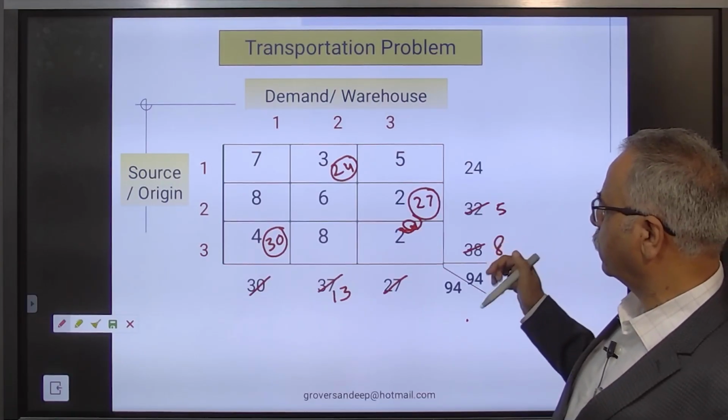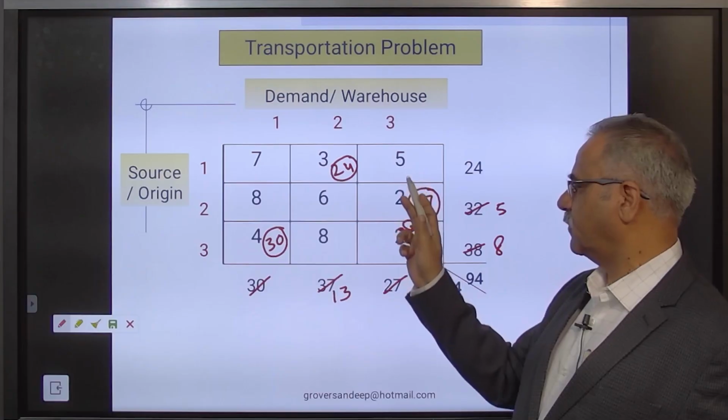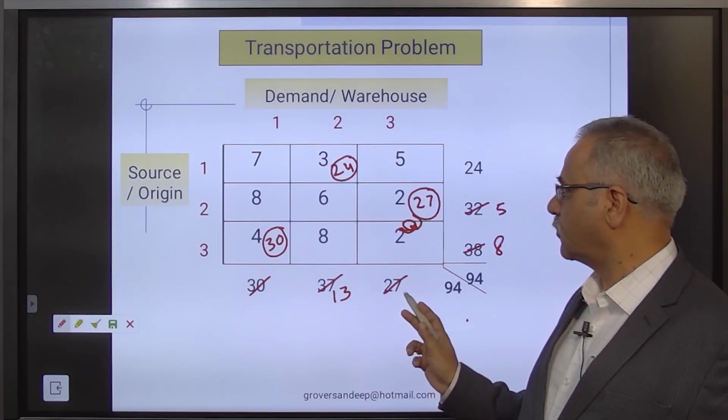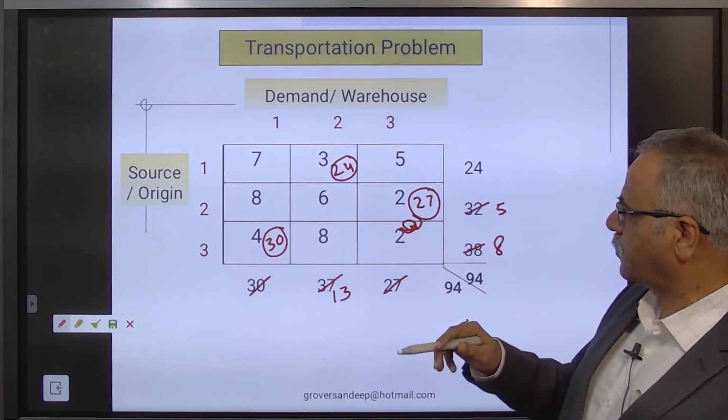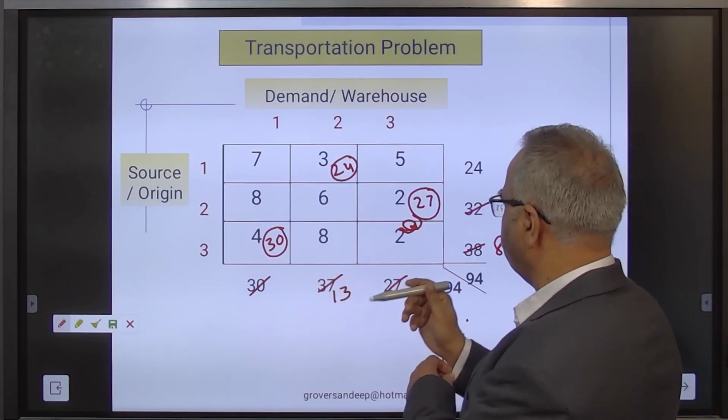So, let us move on to the next higher cost, which is 5, but you cannot make any allocation in 5 since 27 is already exhausted. Let us move to the next higher cost, which is 6. So, in this you can make an allocation of 5 units.